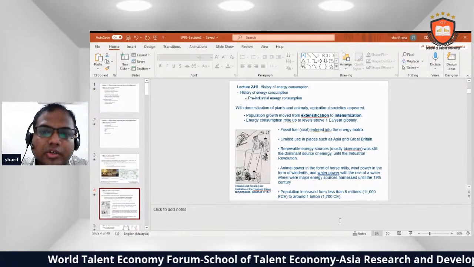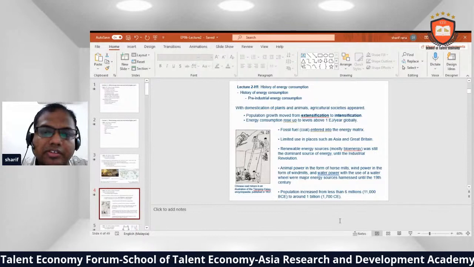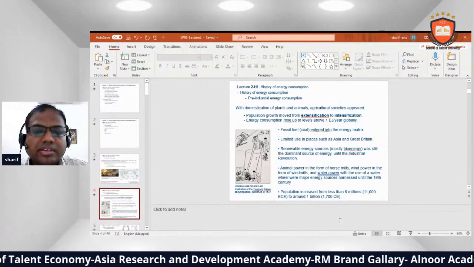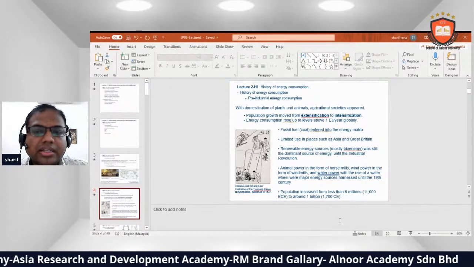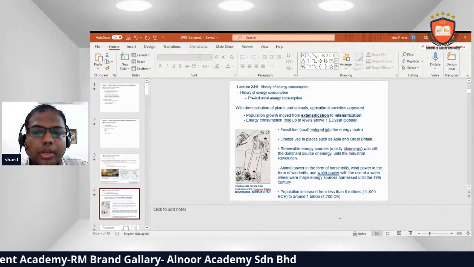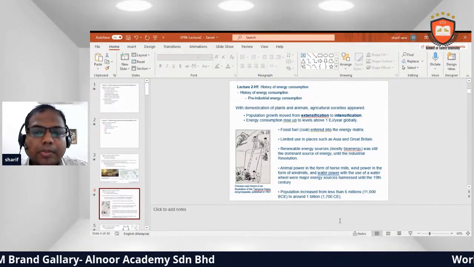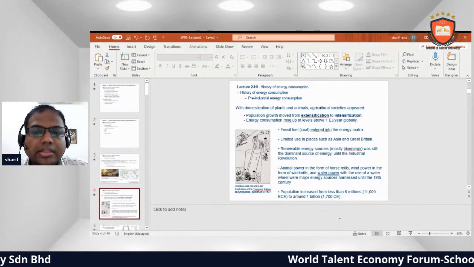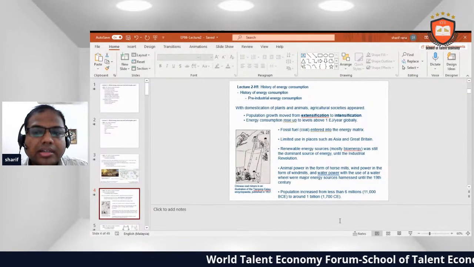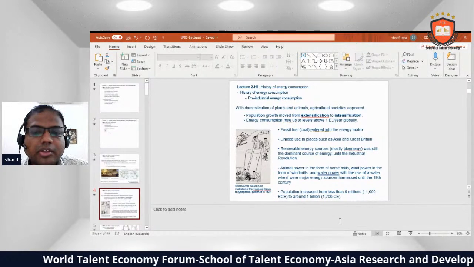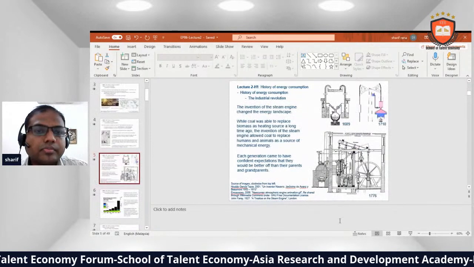Fossil fuels entered into the energy matrix, with limited use in places such as Asia and Great Britain. Renewable energy sources were still the dominant source of energy until the Industrial Revolution. Animate power in the form of horse mills, wind power in the form of windmills, and water power with the use of a water wheel were major energy sources harnessed until the 19th century. Population increased from less than 6 million to around 1 billion.